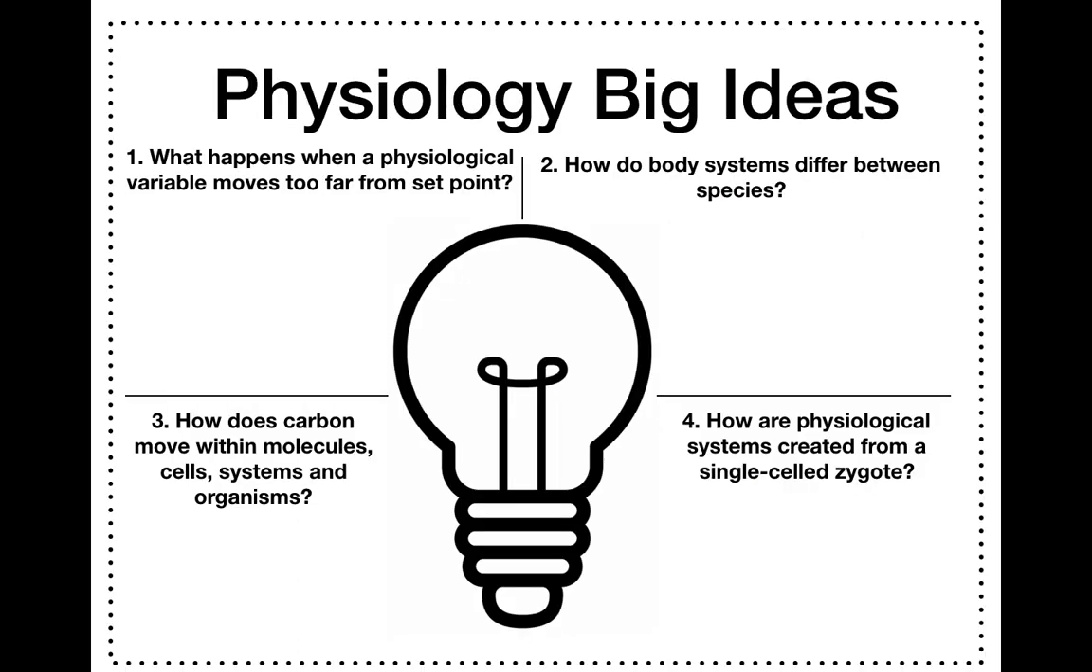So first things first, our big ideas. We have finished 3 big ideas, and of course our last lesson did finish our last big idea here. How are physiological systems created from a single-celled zygote? By the end of today's lesson, you'll be able to answer this question. And remember, when you're studying for your test, these 4 big ideas are guaranteed to show up on your test. So make sure you review them and have really thorough notes on them.